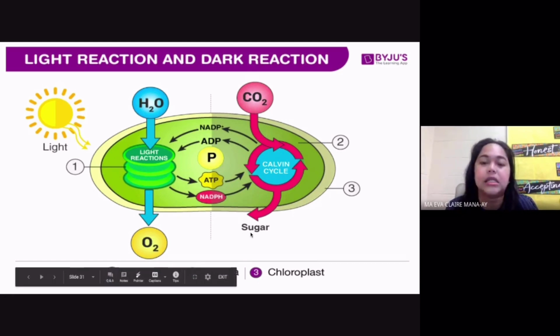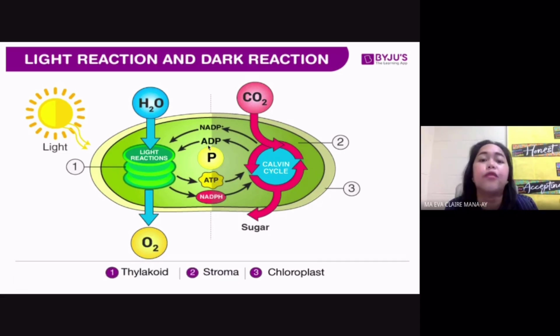Carbon dioxide from the air is collected and converted into sugar, C6H12O6. Your ATP is converted into ADP, losing its energy, and your NADPH is converted into NADP+, losing its energy from hydrogen. These two have to go back to the light reaction to get energy again. This is a cycle that happens forever inside your plant cells.